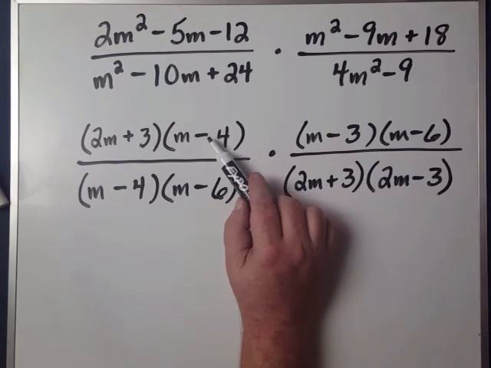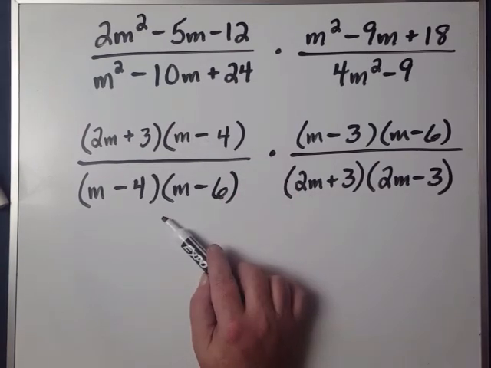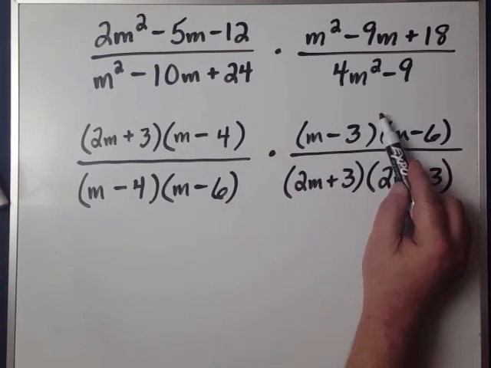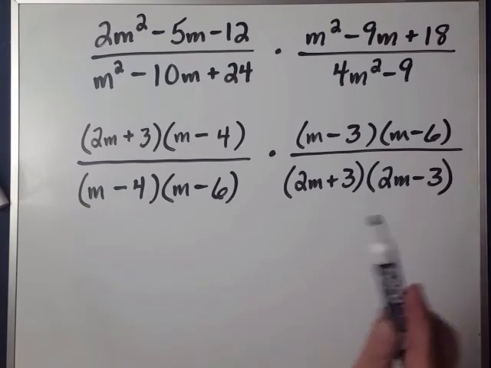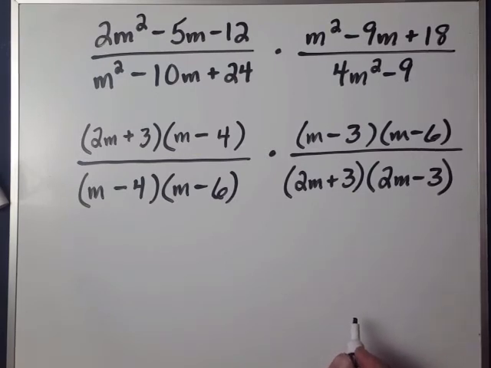The top here is 5.3. The bottom here is 5.2. This is also 5.2. And then section 5.4 for my last factorization. That's just to get one step of this problem done. Let's get to canceling.